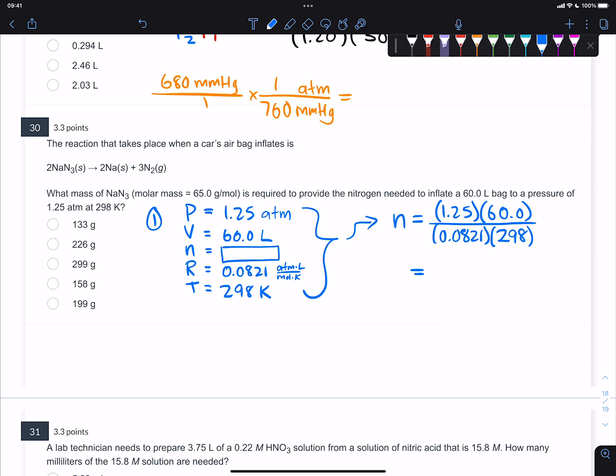And then you've got to do stoichiometry, because keep in mind, this is the gas that we're talking about. All of this stuff relates to the nitrogen gas. You're asked what mass of NaN3 you need. That's this stuff here. So that's something important to really note too. These are trickier problems. So 1.25 times 60 divided by 0.0821 times 298.